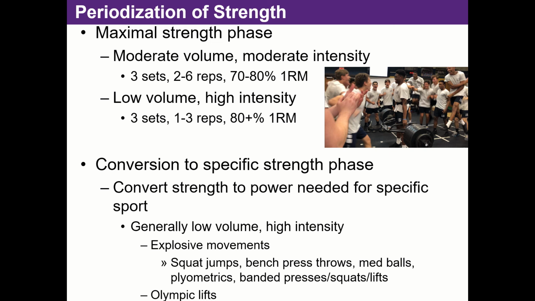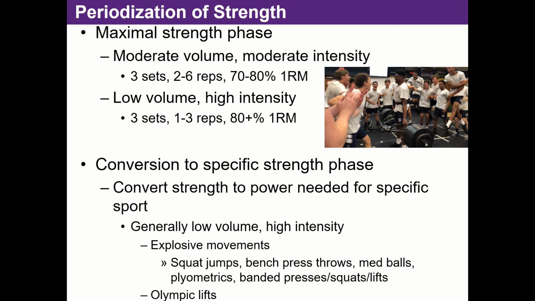So conversion to specific strength. So again, we're taking that muscular strength and we're making it into muscular power. So we're going to enable the muscle to contract quickly, right? And so what we're doing there, again, generally low volume, high intensity. So high intensity meaning either heavy weight or light weight moved really fast. So you're either doing 80% or more of your 1 repetition max for 3 or less, or you're doing 20 to 40% of your 1 repetition max for 3 or less, and you're just moving it really fast.